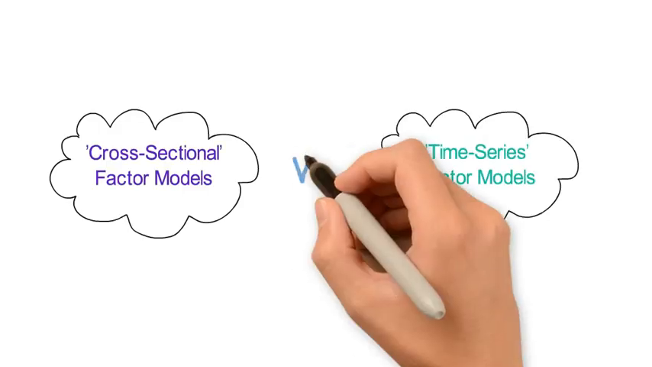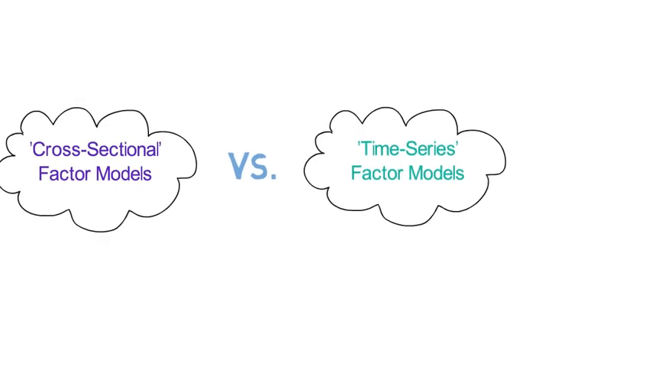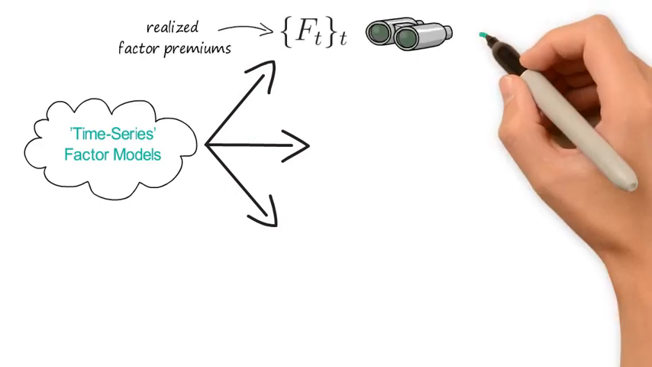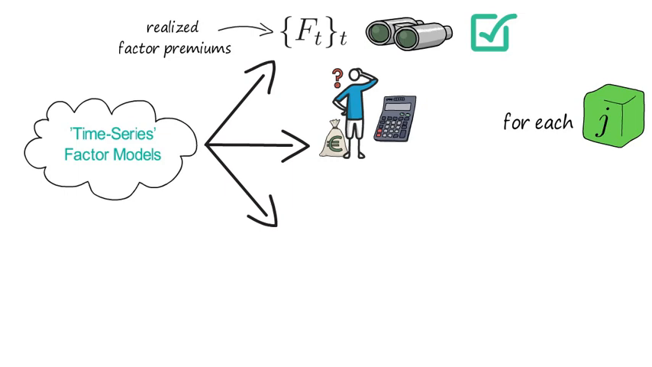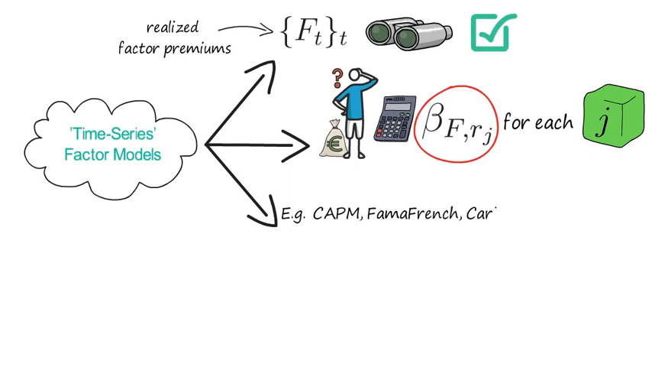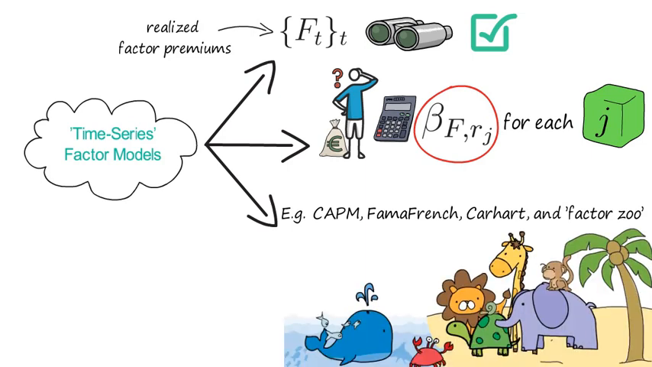So I want to end this video to talk about the difference between cross-sectional and time series factor models. Investors refer to a model as a time series factor model if realized factor premiums Ft are observed. In that case, investors have to estimate for each asset j the amount of factor exposure beta F, Rj. Prominent time series factor models are the CAPM, Fama-French, all extended Fama-French models, and basically the entire factor zoo.